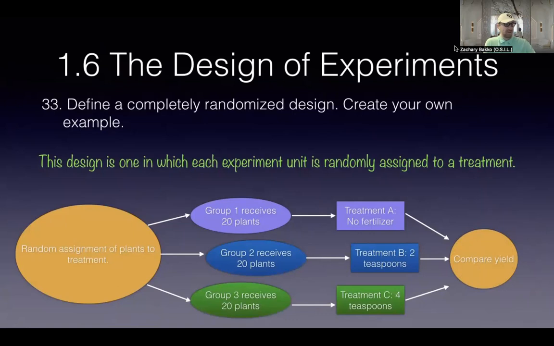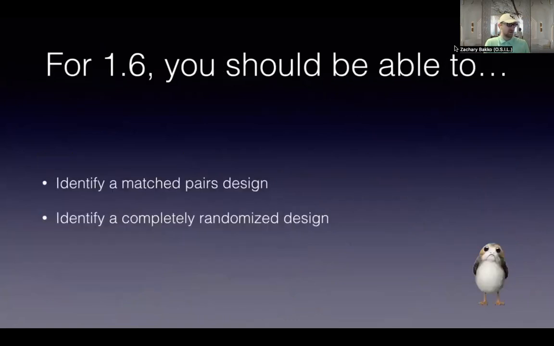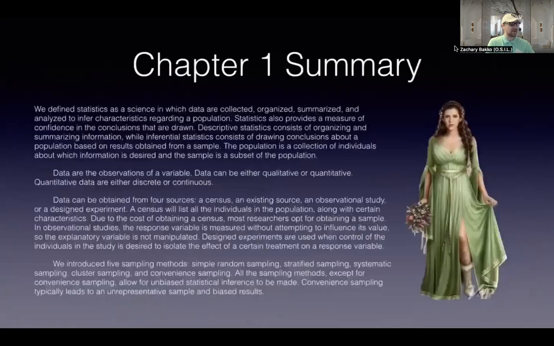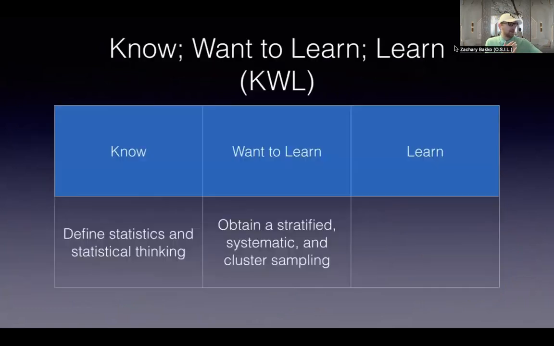All right, so you're done with chapter 1. Yay. So for 1.6, you should be able to identify the matched pairs design and identify completely randomized design. Here's the chapter 1 summary. Feel free to pause the video and read it. You can read it on your study guide as well. Okay, but this is essentially what all of chapter 1 led up to and what it's about.